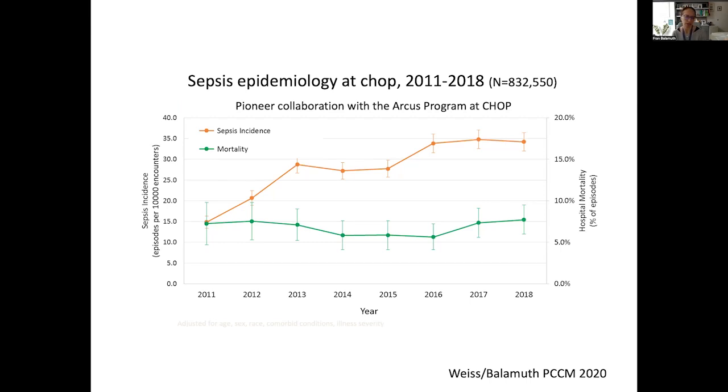And you can see that, at least in one institution, we saw increasing sepsis incidence over time and really stable sepsis mortality. And so I think this still needs to be validated in a multi-center fashion.